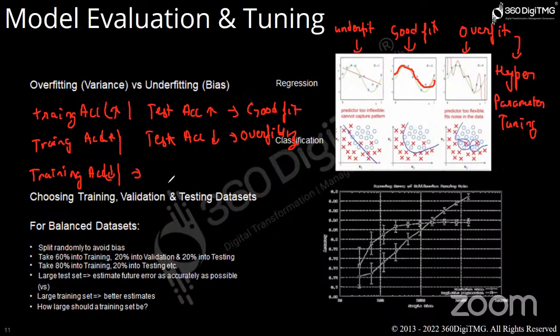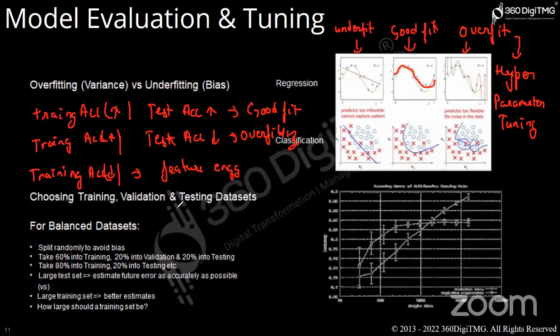And here we have to do feature engineering again. We go back and perform step 2 again. So in case your model has good training accuracy, but poor test accuracy, you go and do hyperparameter tuning. But if your model has low training accuracy, you do feature engineering again. Okay. So this is model evaluation and tuning.